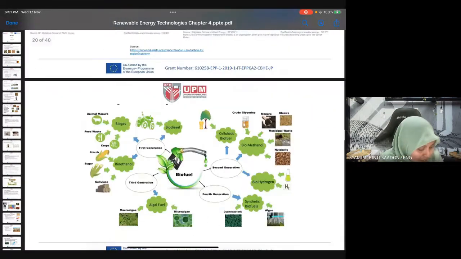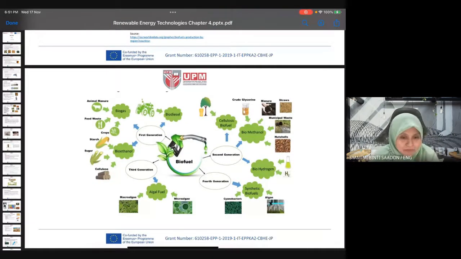And then this one, okay. So there are biodiesel there. Okay, so there are several generations, which means the research and study develops from the first generation to the second, third, fourth, and keeps improving. So starting from the first generation of biofuel, it is biodiesel, bioethanol, biogas. Okay, so those are the sources.